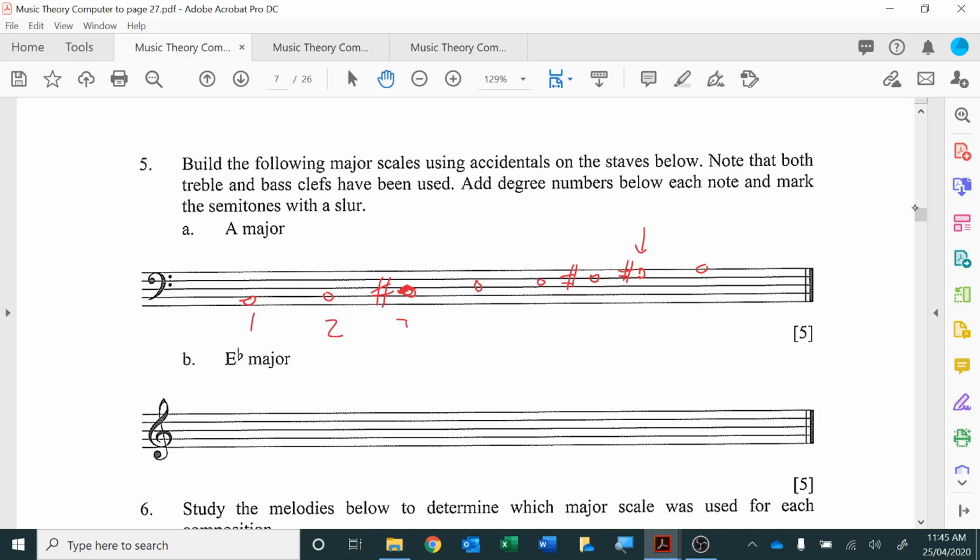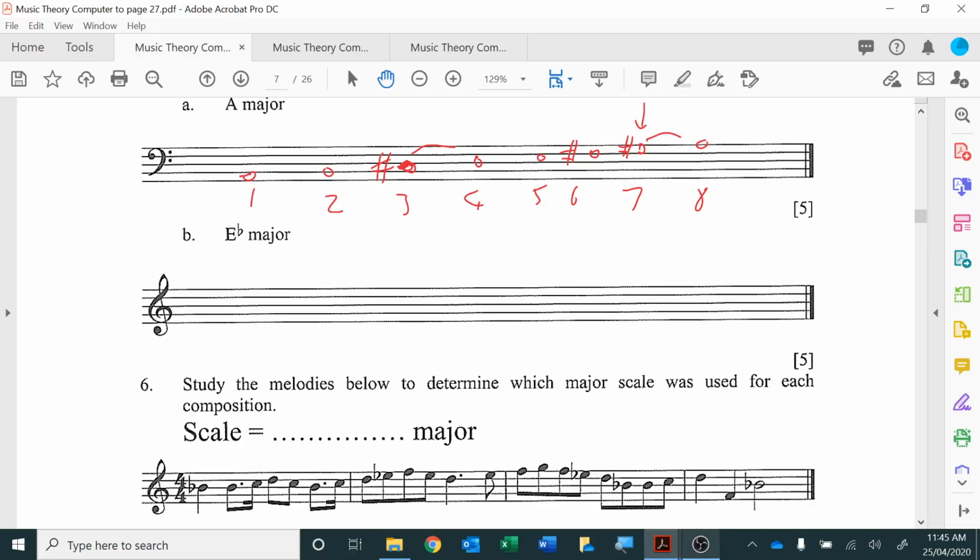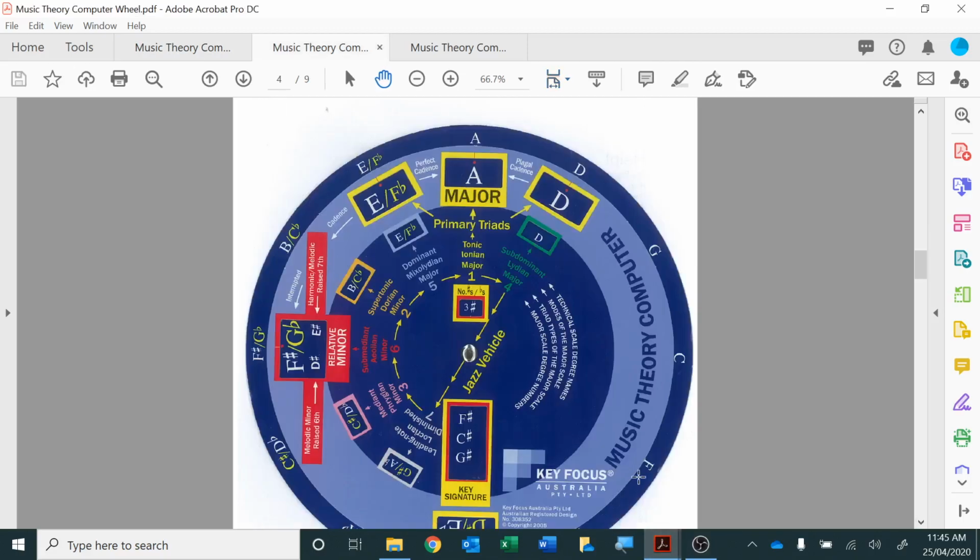1. Now start to do this. 5, 6, 7, 8. And tone, tone, semitone. Tone, tone, tone, semitone. Don't know why it suddenly does that. Anyway, E flat major. Now, do I have E flat major on my computer?